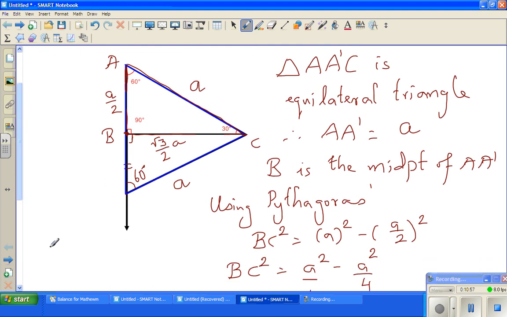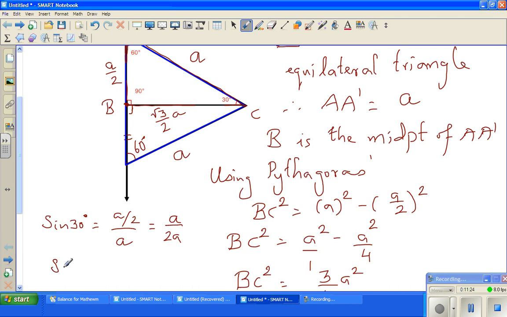So sine 30 is opposite over hypotenuse, you know that. So for 30, what's the opposite? The opposite is a over 2 divided by a. A over 2 divided by a would be a over 2a. So we can say sine 30 is half.